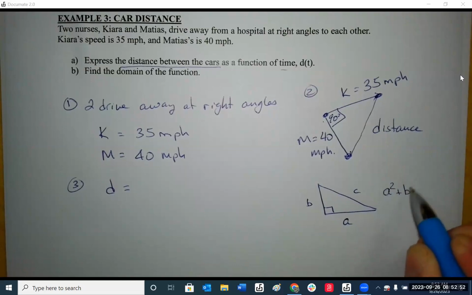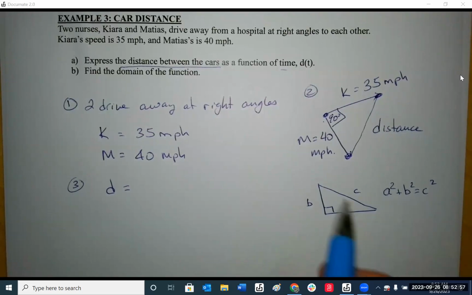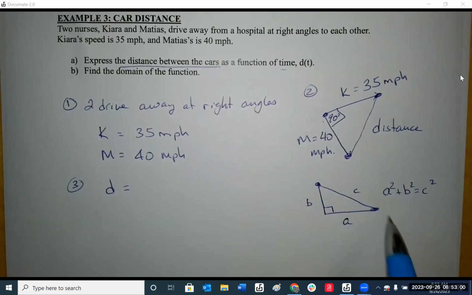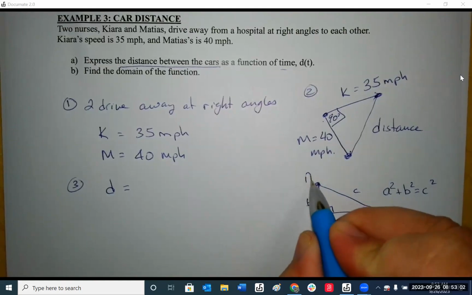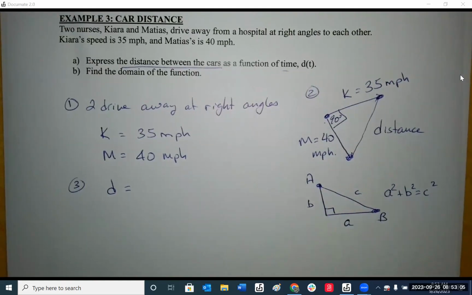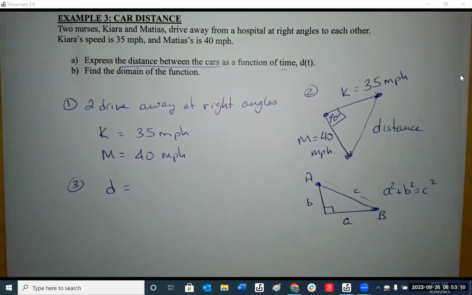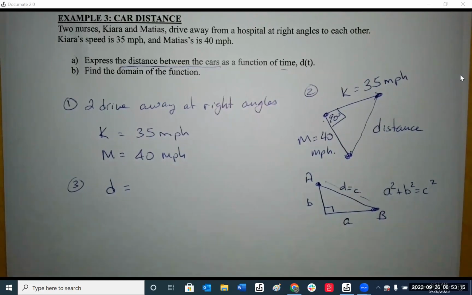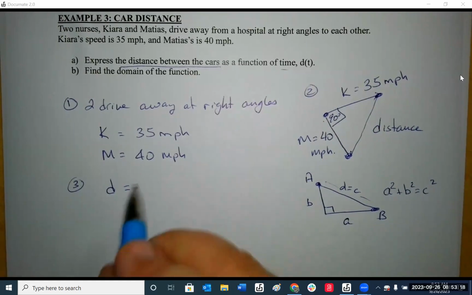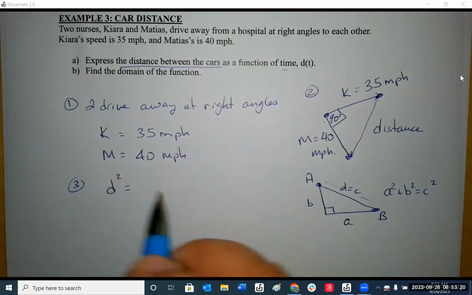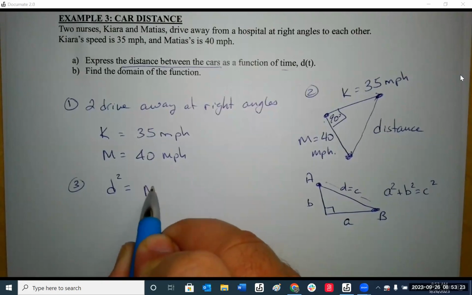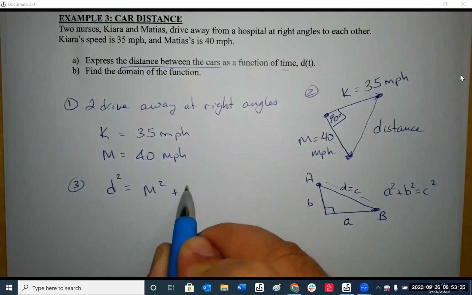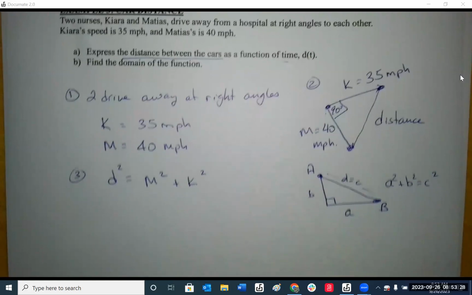A squared plus B squared equals C squared. C is the distance between these 2 points, between point A and point B. That's what C finds. Since it's looking for the distance, that's the hypotenuse. The hypotenuse is the distance. So looking at this formula, we have the distance squared is Mateus squared plus Kiara squared, their speeds.